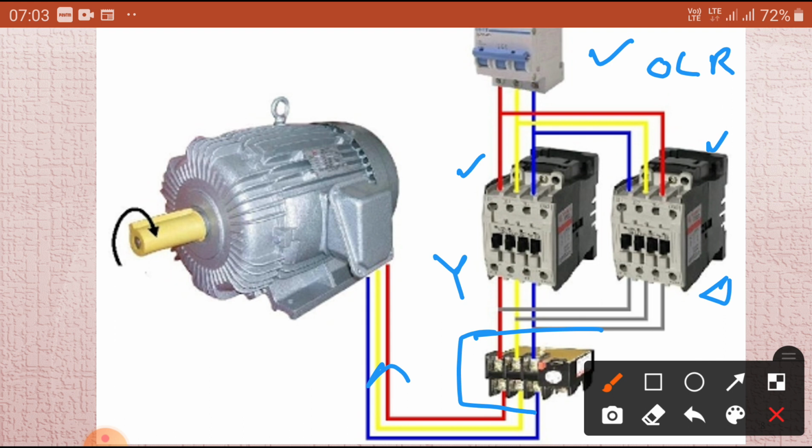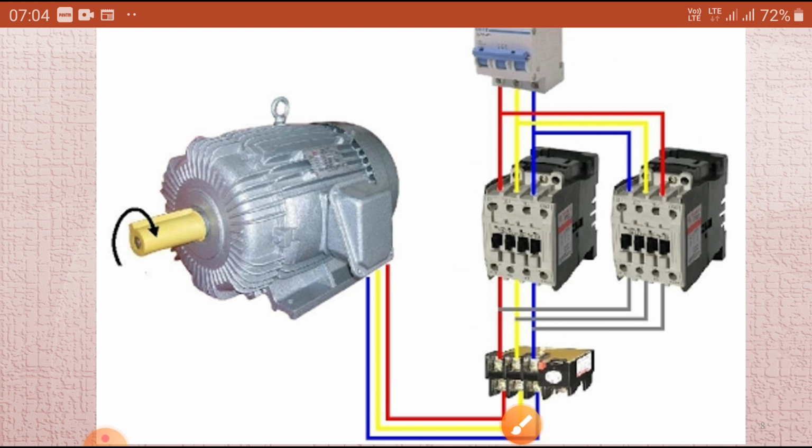At the same time, sometimes we can use a timer also. Based on the timer, after 5 seconds or 10 seconds, it converts from star to delta automatically. So we can call it the automatic star delta starter. This is one good example of a star delta starter.